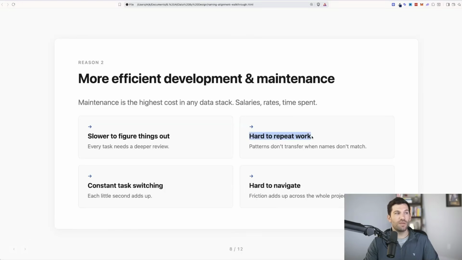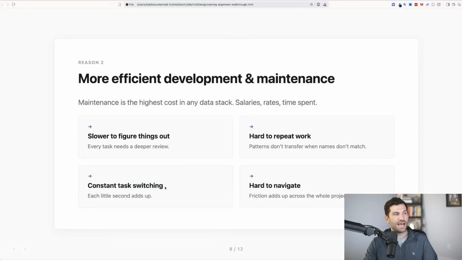Number two, it's harder to repeat work. If you don't have any sort of consistency, every single time you have to think about, what are you going to call something? What are you going to name it? What's the process here? And it's so much more difficult to go quickly because every time is like starting from scratch. Whereas if you have something clear and consistent, you can easily rinse and repeat it. There's no additional thought on that part, and you can just move forward and be, again, more efficient.